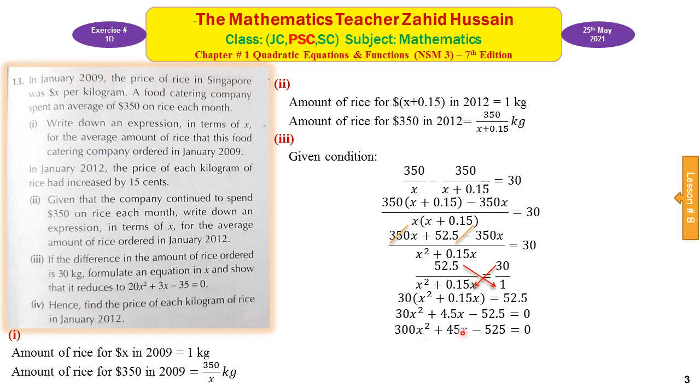This is the new equation, but we need to find this equation 20x square. The coefficient of x square is 20. So by which number we will divide 300 to get 20? Divide 300 by 20, we will get 15. So we will divide the whole equation by 15 to get 20x square plus 3x minus 35 equal to 0. This is the required equation in part 3.